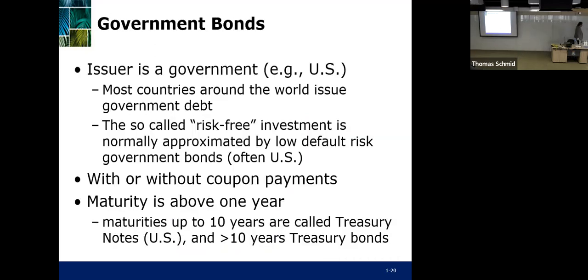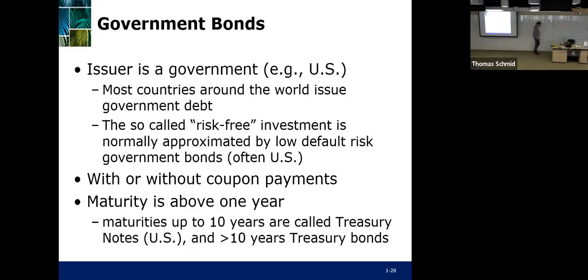So let's look at some of these bonds. Government bonds, the definition is pretty straightforward. It is a government bond if the issuer is a government. So most governments around the world do that. US, Canada, China, Spain. The Hong Kong government also issues bonds. So it's very easily available in the sense that many governments do it. And it is often used to approximate the risk-free investment rate in a country.